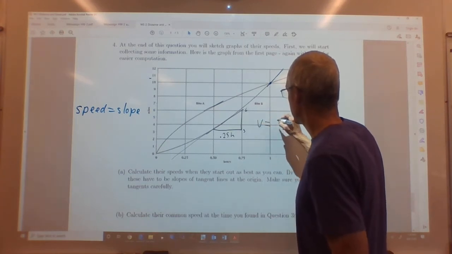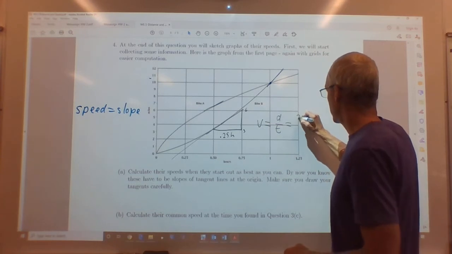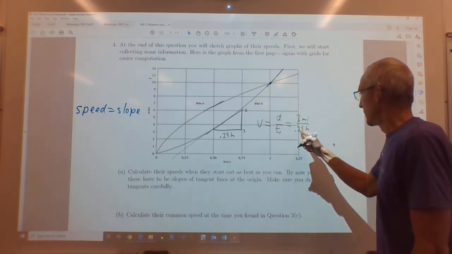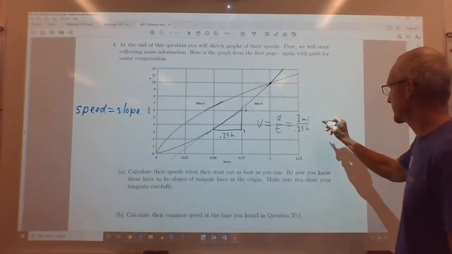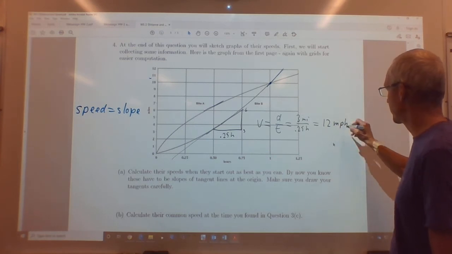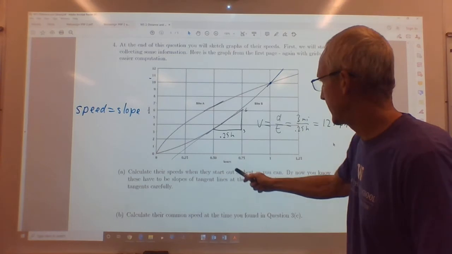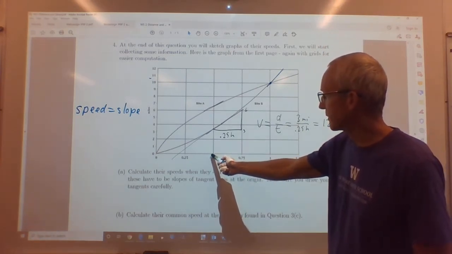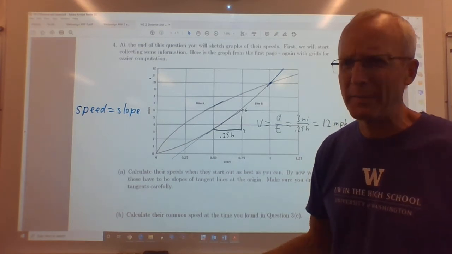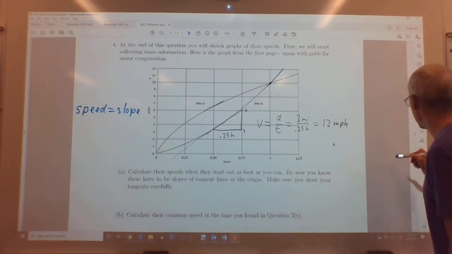So their velocity or speed was distance divided by time. They went from 3 to 6, they went 3 miles in about 0.25 hours. 3 divided by 0.25 is like 3 times 4. So let's say about 12 miles per hour. So that's what I'm going to say their common speed was. At 0.5 hours, half an hour into the ride, they're both going the same speed, about 12 miles an hour. Again, about. They're slightly different answers, right? But I think that's pretty close.